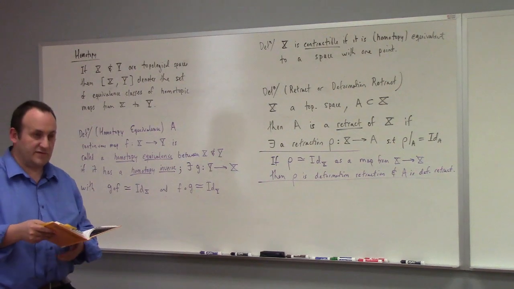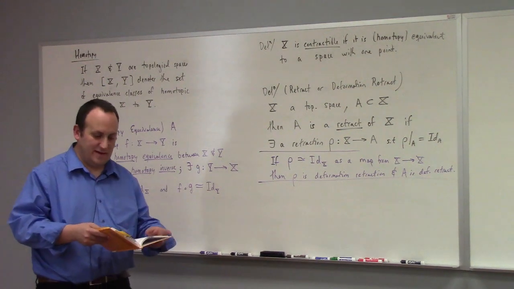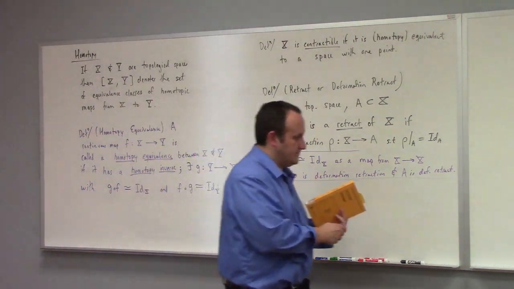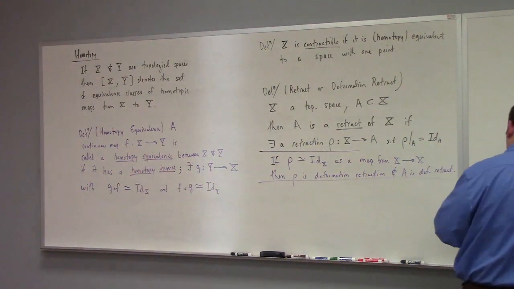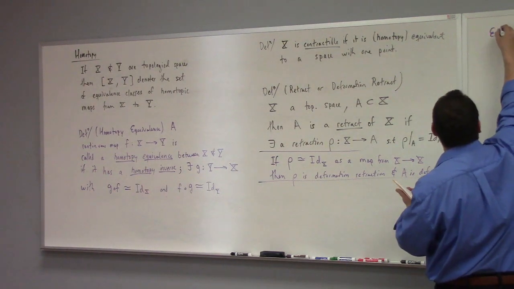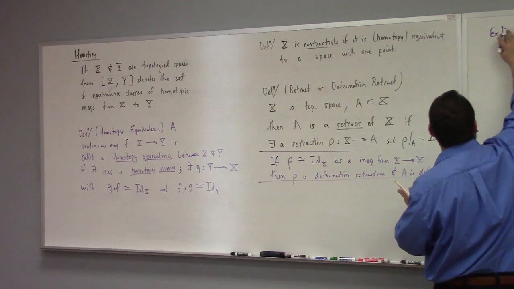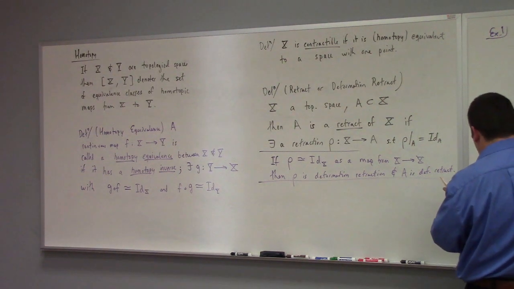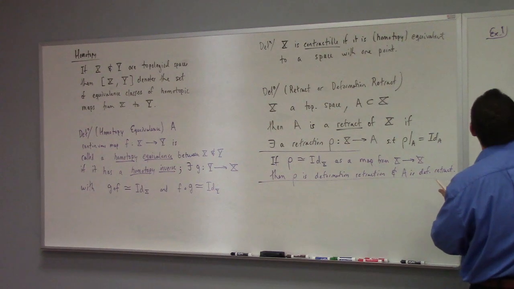And so he has some pictures of these. Like I'll foolishly attempt a couple of them. So his example 1 in terms of deformation retractions: he says the origin is a strong deformation retract of Rn.